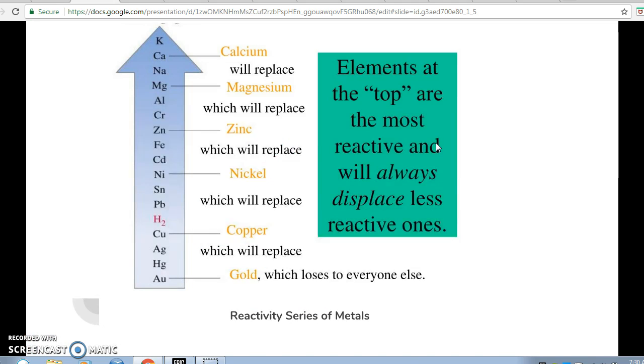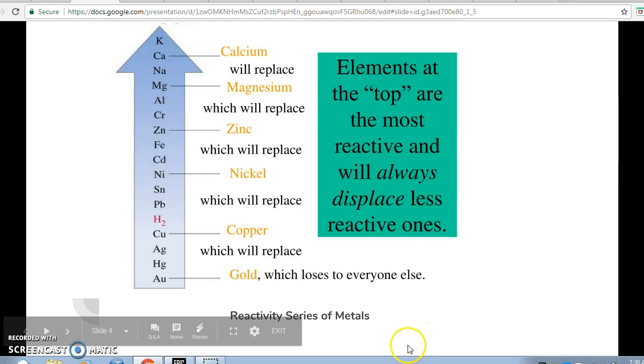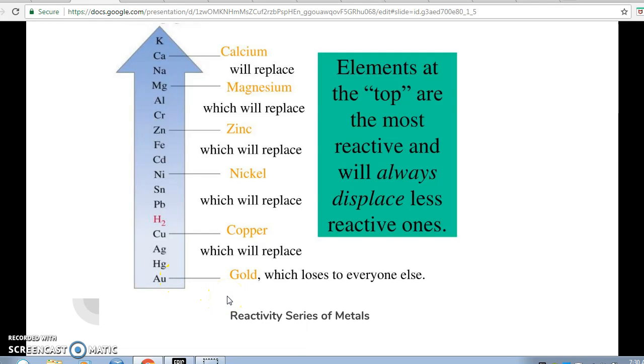So as you can see here, we have our reactive list. Potassium is at the top, or K. Below that is calcium, and so on and so on. And we have gold at the bottom, which is the least attractive. And as you can see, we have H right at the lower bottom right here. H is in this because it acts like a metal.